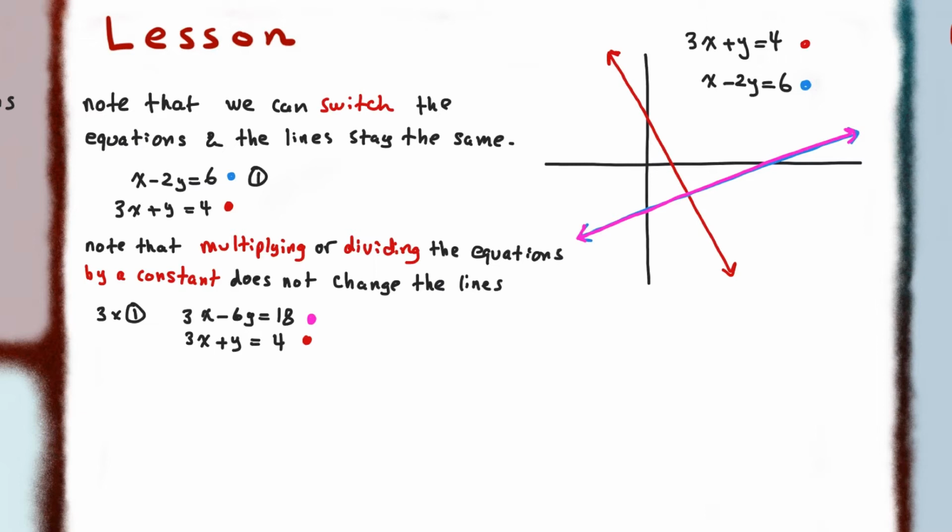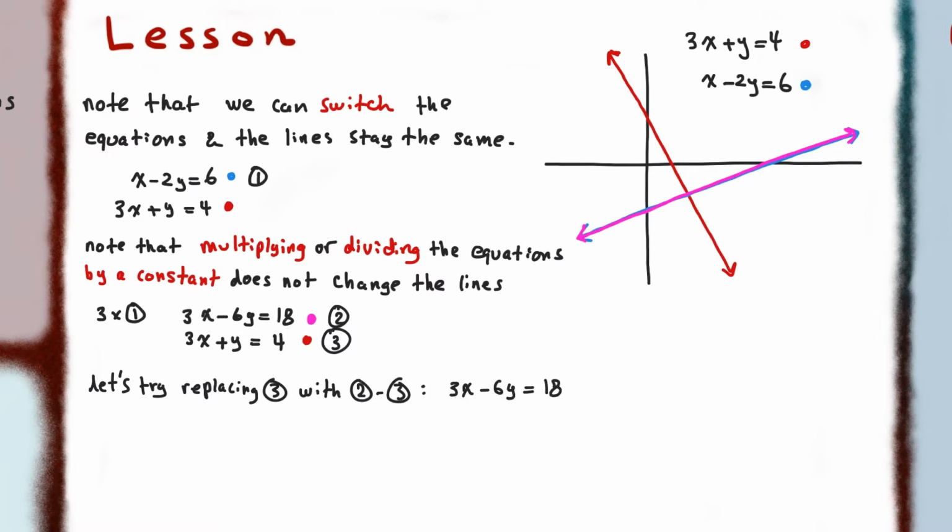You should be familiar with these two concepts if you have solved systems of linear equations before, but we're going to do something new now. We're going to take the pink line's equation, that's going to be our equation 2, and the orange is going to be 3, and we're going to try replacing equation 3 with 2 minus 3. So equation 2 stays the same, 3x minus 6y is equal to 18. But for equation 3, we're going to replace it by 2 minus 3. So 3x minus 3x is equal to 0. Negative 6y minus y is negative 7y. And 18 minus 4 is 14.